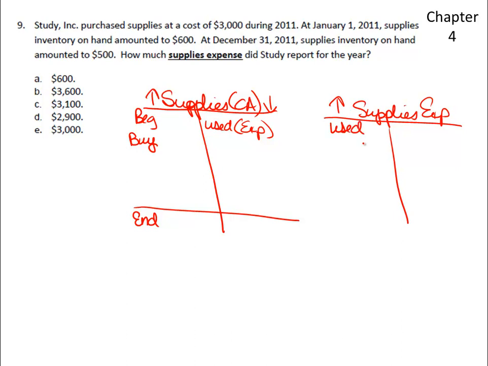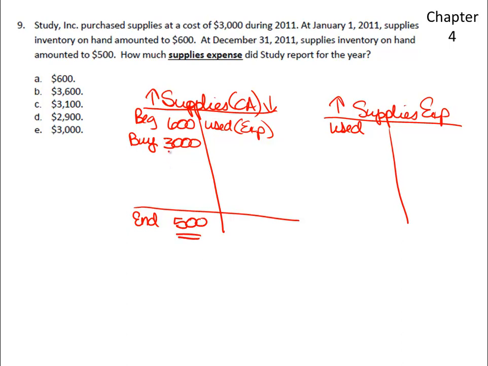So in this one, Study Inc. purchased supplies at a cost of $3,000 during the year, meaning we debited supplies and credited accounts payable or cash. On January 1, the supplies on hand were $600, and on December 31, when we counted the supplies inventory that were in the supply cabinet, we only had $500 of supplies.